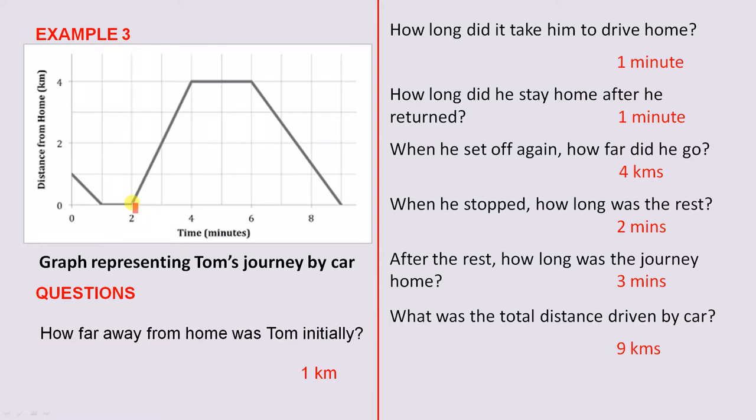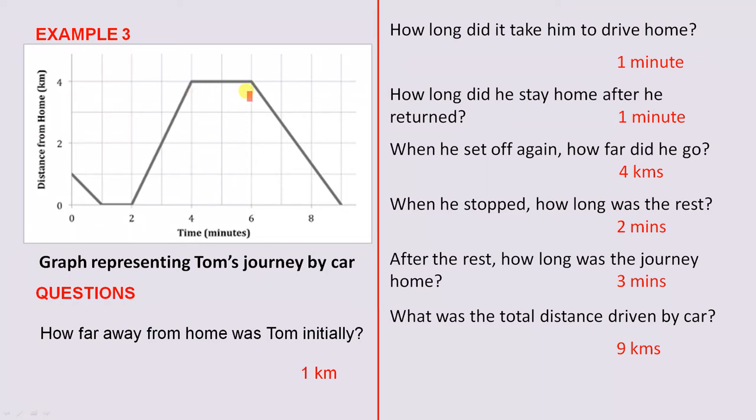When he set off again, how far did he go? So if you can see from here to here, that's from the start up to where it says 4. So he travelled for 4 kilometres. When he stopped, how long was the rest? So from there to there, that was only about 2 minutes, because that's a 4-minute interval, and that's up to 6, so that's only 2 minutes.